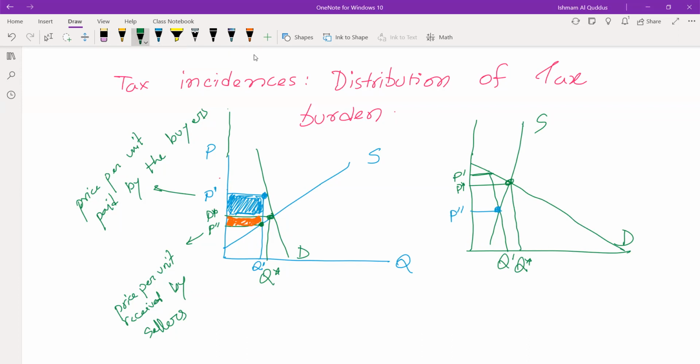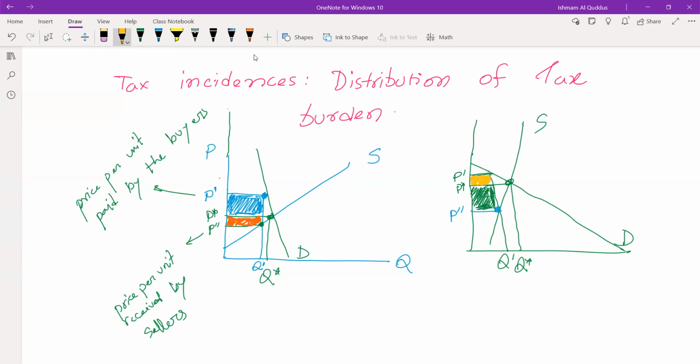So as I said, if we are dealing with a case of inelastic supply and elastic demand, then the tax burden is more on the suppliers, whereas this is the tax burden on the buyers. So it depends on the elasticity. However, we are not going to get into details of elasticity and tax incidences, but there is no harm in knowing how the distribution of tax burden is observed. So that's how it is. It depends on the elasticity.